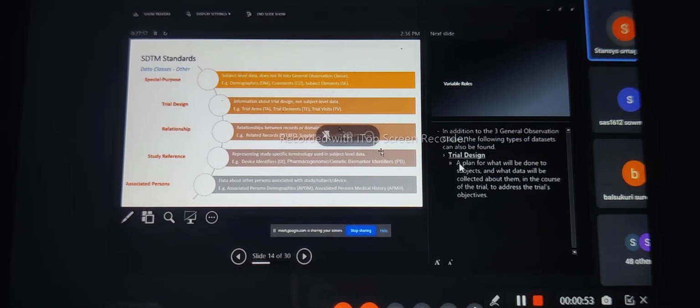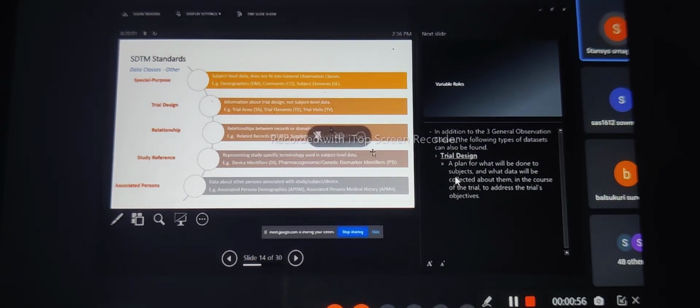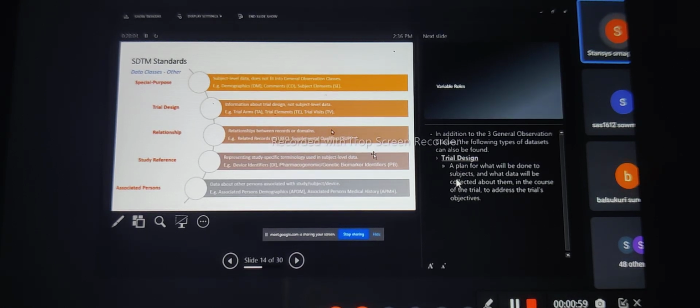For the subject elements, if you want to derive them, what all are the needs? You need the protocol, you need the trial element, you need the subject visits data set, and then you need the demographic data set, you need the disposition data set, and what else? Exposure. Yeah, you need the exposure data set. These are the things which we require to create the subject element data sets.